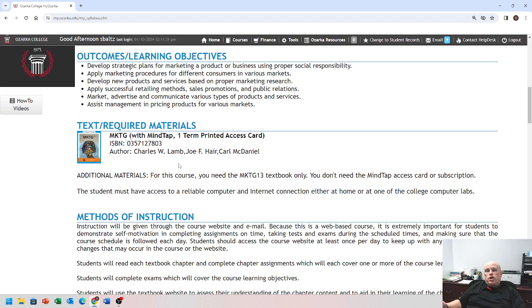And also make sure you get your textbook as quickly as possible because there will be work due from the textbook during the second week of class. So the sooner you can get your textbook and get started on that first set of activities, the better.